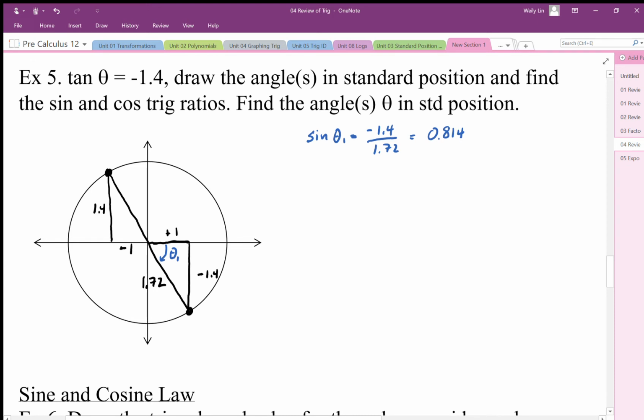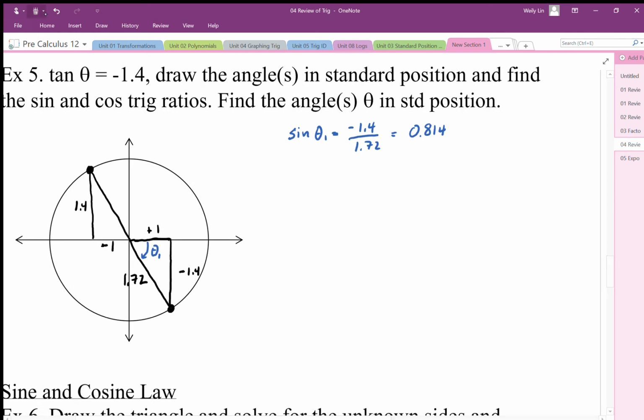But there's also a sine ratio that relates to some other position over here. That one I'm going to call theta 2. So the sine ratio for theta 2 is the same proportion, so it's going to be 1.4, and the hypotenuse or the radius is 1.72. So it's just the same, and I forgot the negative on the other one, so this is just going to be 0.814, and the one in quadrant 4 is negative 0.814.